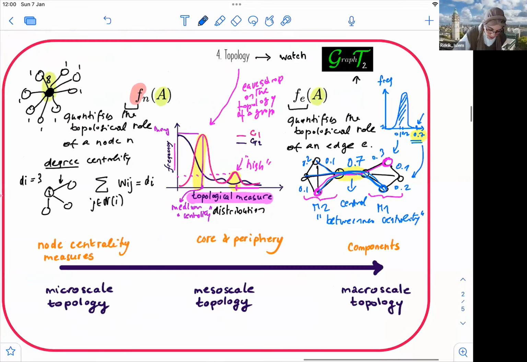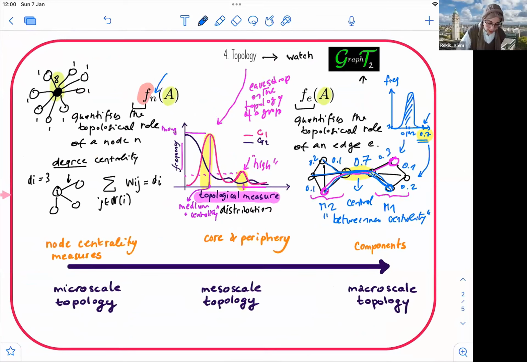In terms of topology, we looked at two things here, the nodes and the edges, but this is a very reductionist definition of topology. This is what we call the micro scale topology, where you look at both edge and node centrality measures. But when you increase the scale, we go to the mesoscale. Now we look at the organization of the graph, the organization of different structures in the graph. We find, for example, a core and periphery structure. We will see this in a bit.